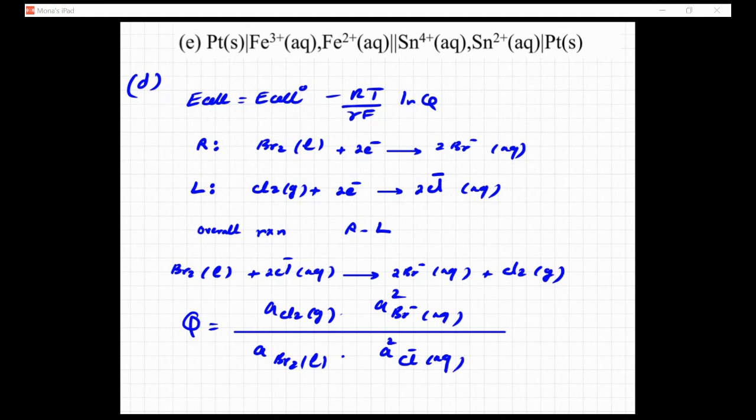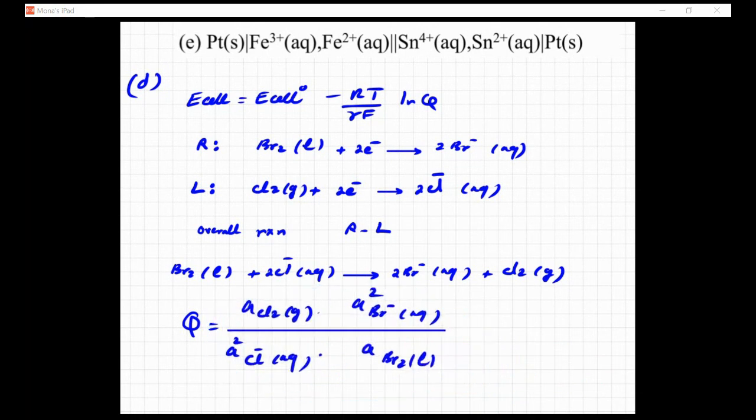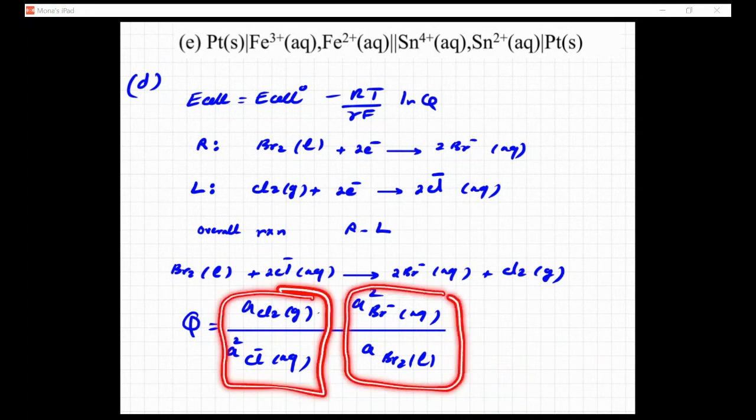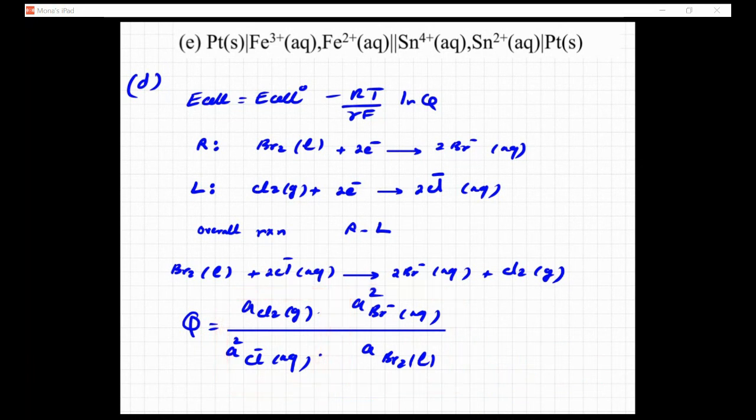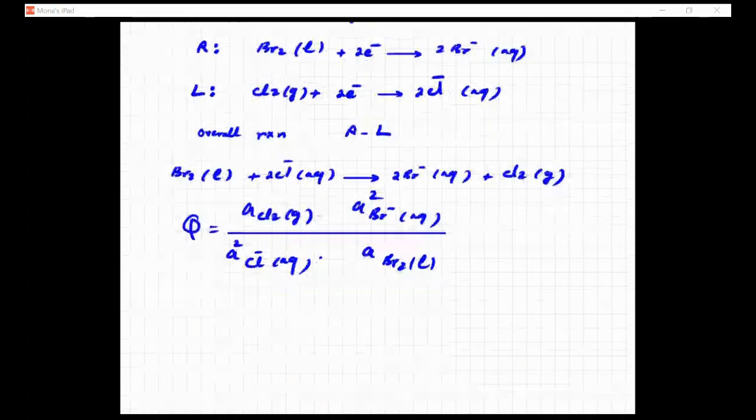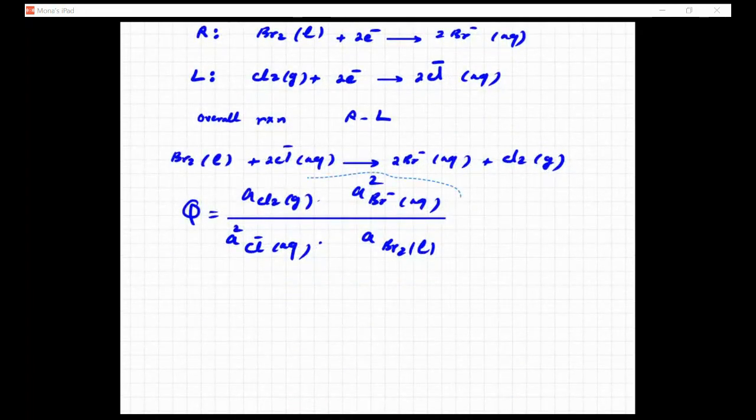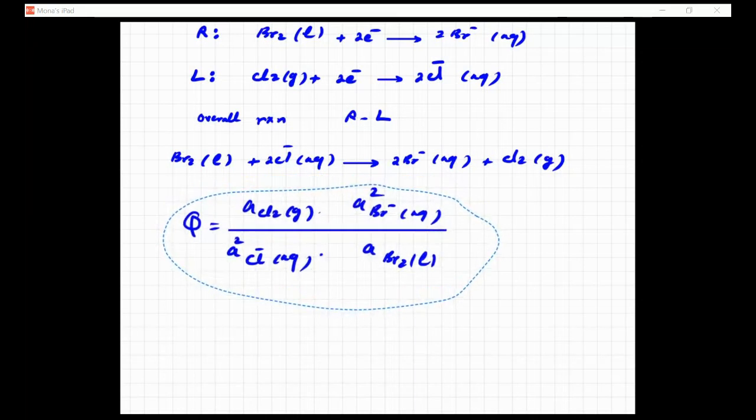Now, I usually make it a habit so as not to forget: I write what belongs to the same reduction half reaction up and down. I always try to be organized, just so as not to forget. See here, this belongs to one reduction half reaction, and this belongs to the other reduction half reaction. That way I make sure I have everything, because many students make mistakes when writing quotients.